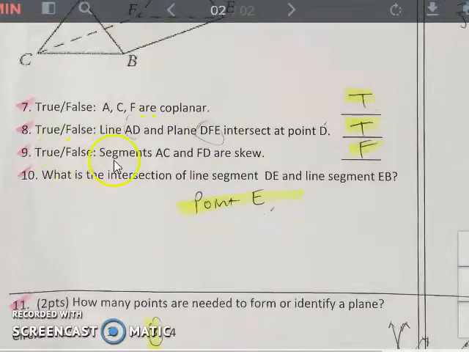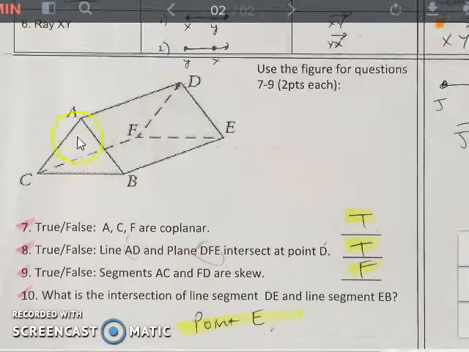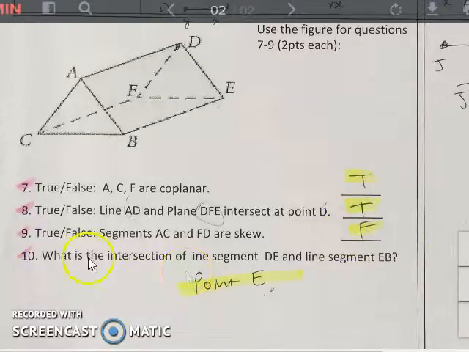Question number 9, true or false, segments AC and FD are skew. So let's look at them. AC, FD, they look to be parallel. So that would be false. They're not skew, they're parallel. And what is the intersection of line segment DE and BE? Well, they touch there at point E.